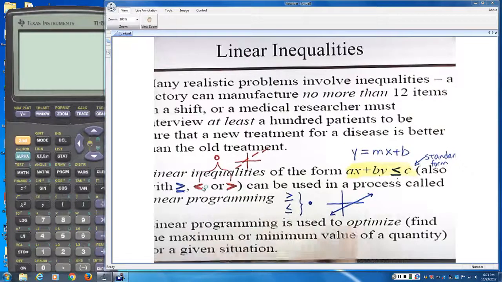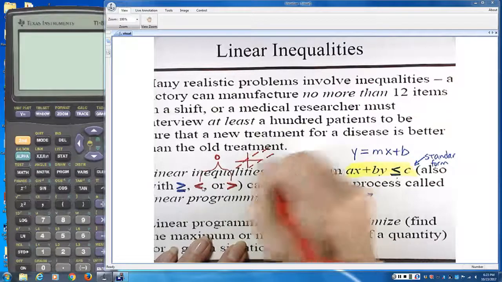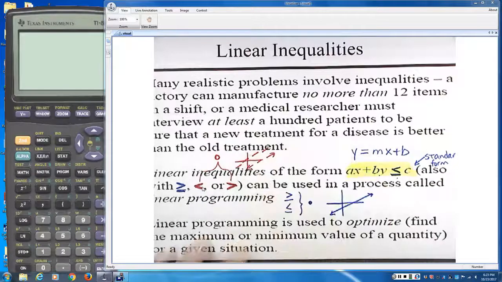These 2 both will have solid lines for what we're going to call the boundaries. These are going to have dashed lines instead of solid ones.